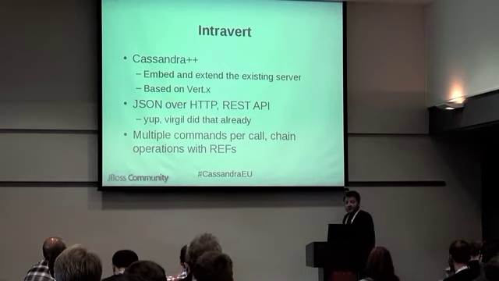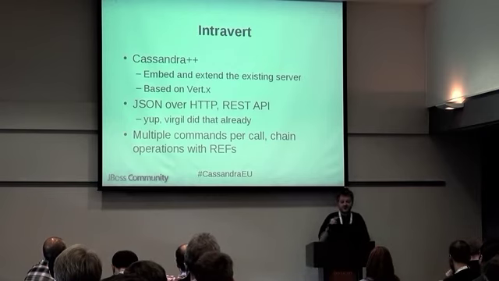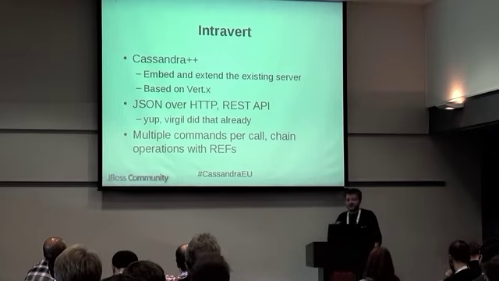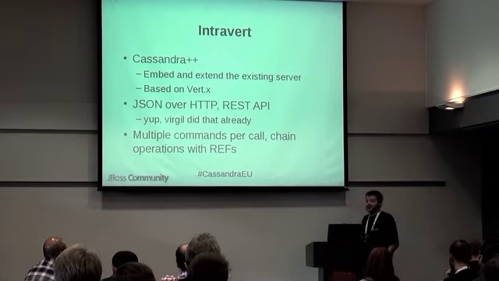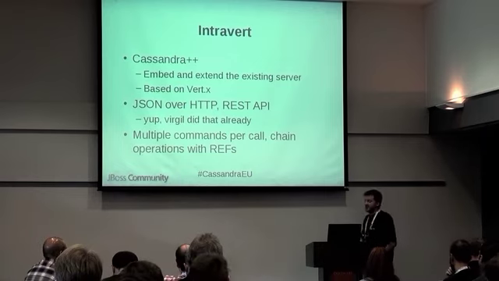We can do multiple commands per call, which is great. We can save on some round trips by batching things up. But we can also chain operations. So instead of sending a batch that will essentially execute in parallel, we can say, execute this operation and create what a traditional database would call a temporary table or a cursor, some kind of notion of something you can refer to in another query.